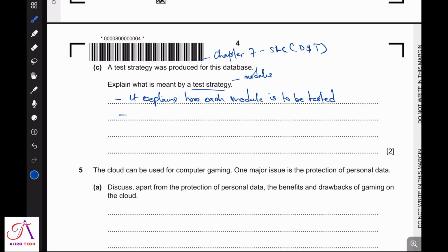Another one is it describes the testing approach of the database.